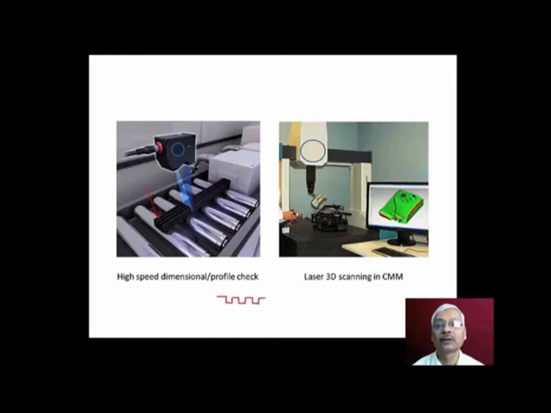So using this optical triangulation technique, the measurement of workpieces is possible. The measurement system is mounted in CMM, and 3D inspection of workpieces can be carried out.